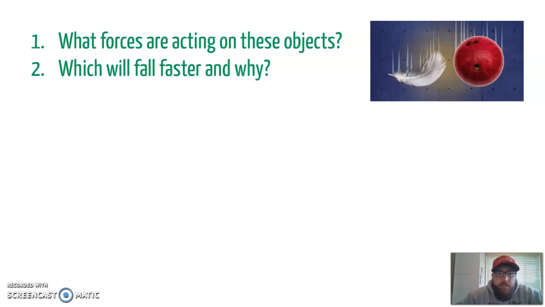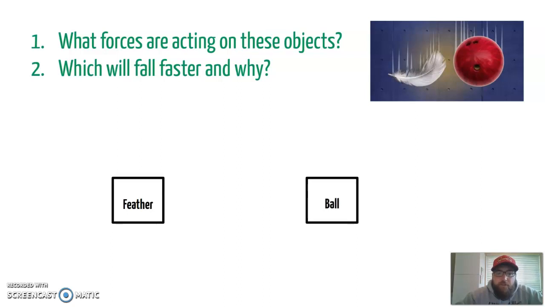So we're going to look at some force diagrams to answer this. What forces are acting on these objects and which will fall faster and why? So we're going to draw two boxes this time, one for the feather, one for the ball. These are both at a free fall, and gravity acts on every object at the same rate during a free fall. So in other words, gravity's pulling on me just as much as it's pulling on the ball and the feather that are falling through the air.